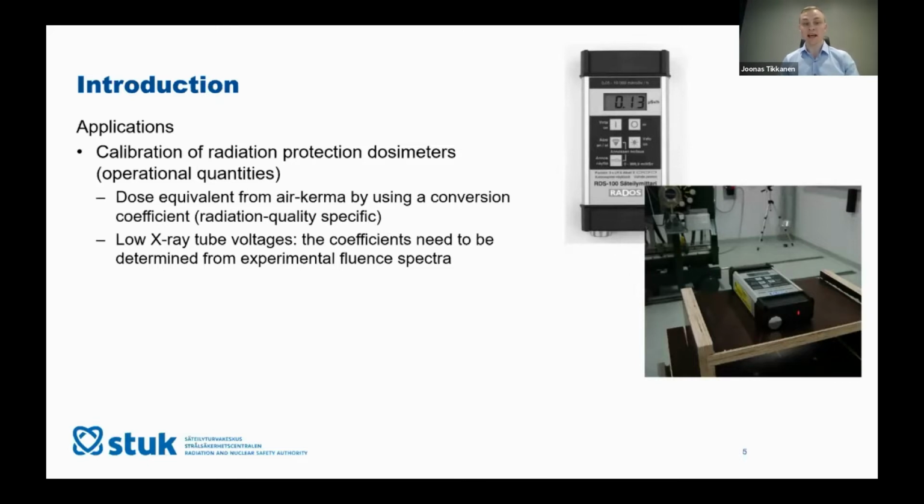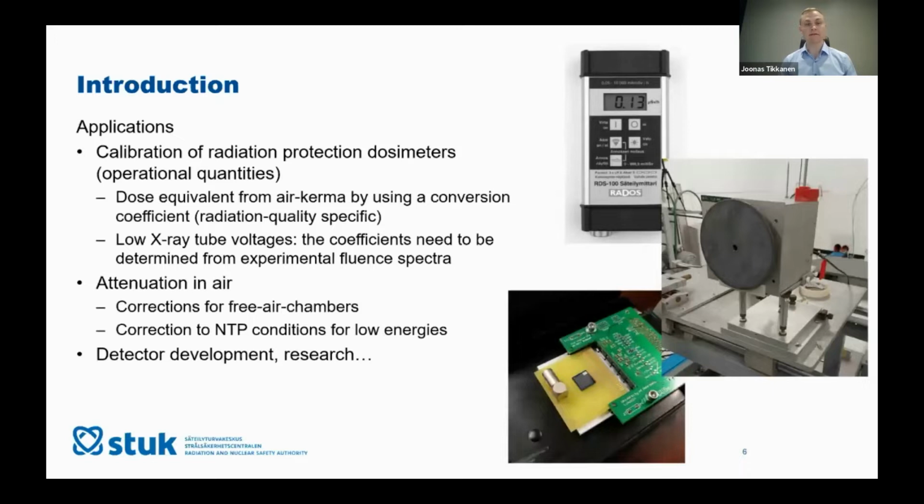And for low X-ray tube voltages, the ISO 4037 standard says that these conversion coefficients need to be determined from experimental fluence spectra. So you need to measure your spectra in essence. Then you can also use the spectra for different corrections for attenuation in air. For example, you can calculate these corrections for free air chambers or do correction for attenuation of the radiation in air to NTP conditions for these low voltage qualities.